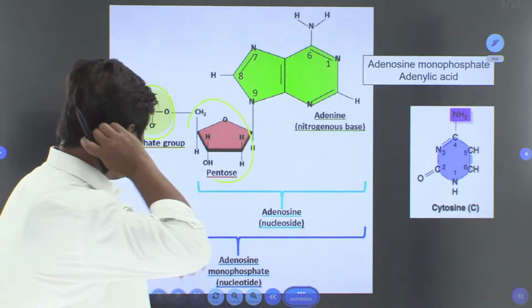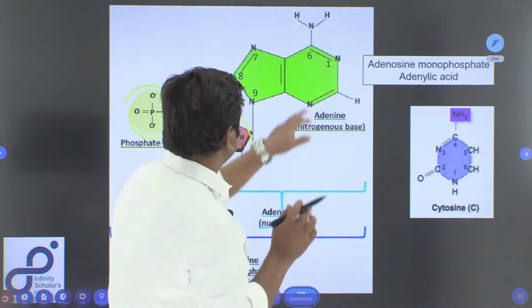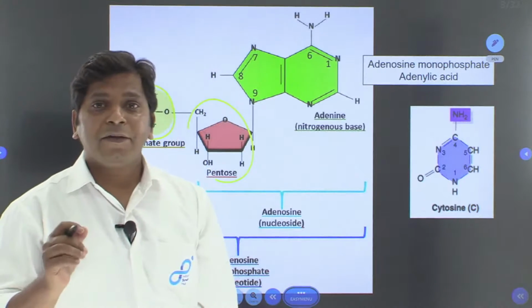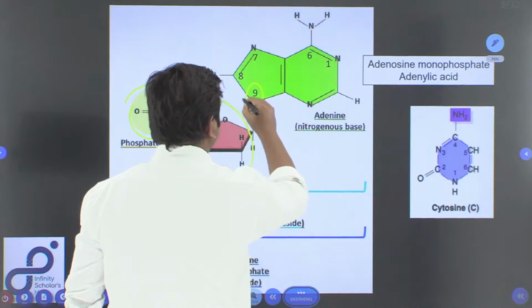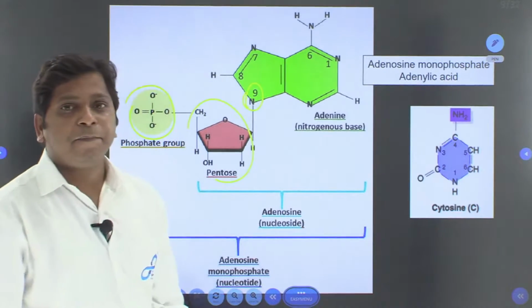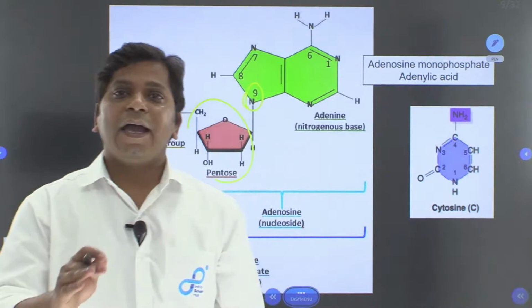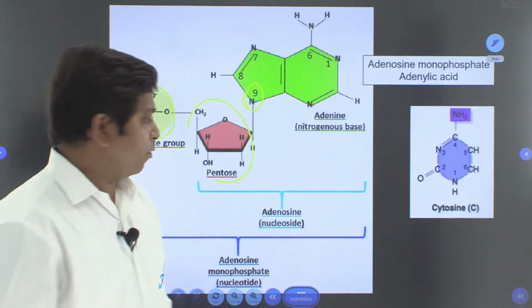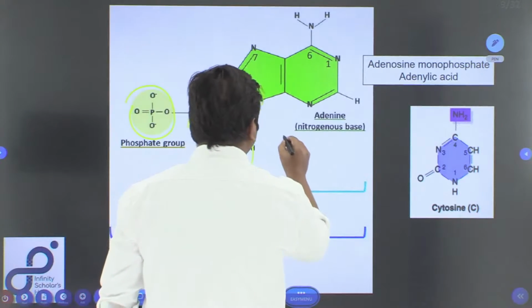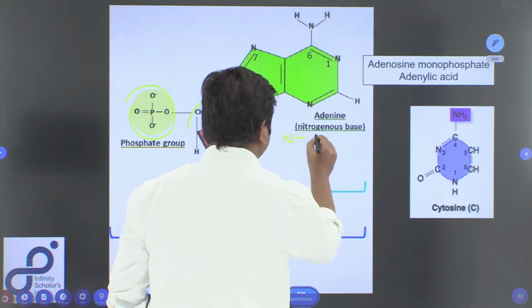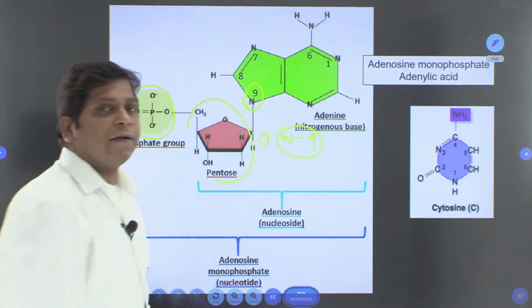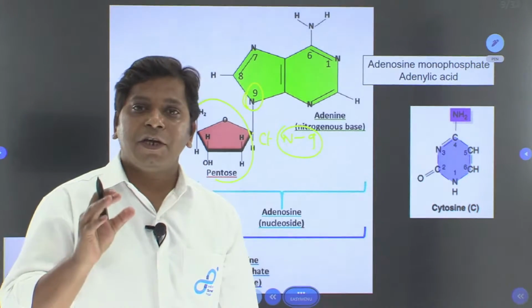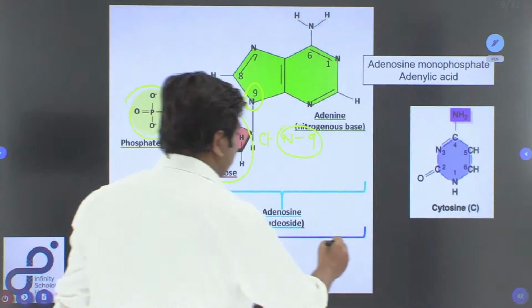When the nitrogen base is linked with the pentose sugar, it can be linked at the N9 position in the case of a purine, or at the N1 position in the case of a pyrimidine. So, here it is linked with the N9 position, and here it is the C1. So, the linkage is between C1 and N1, and the bond that is produced is called a glycosidic bond.